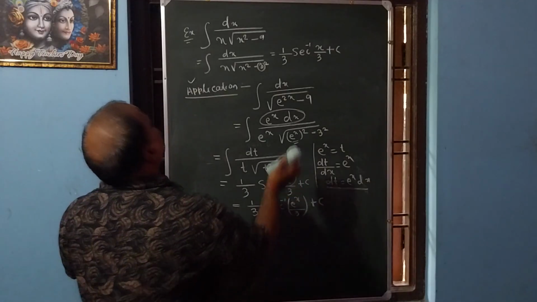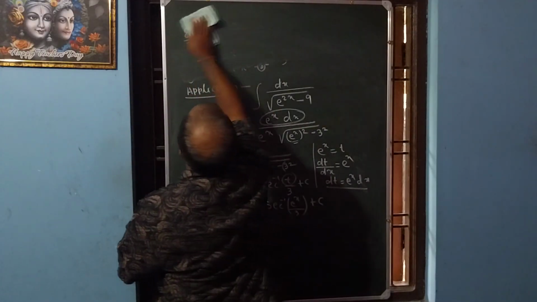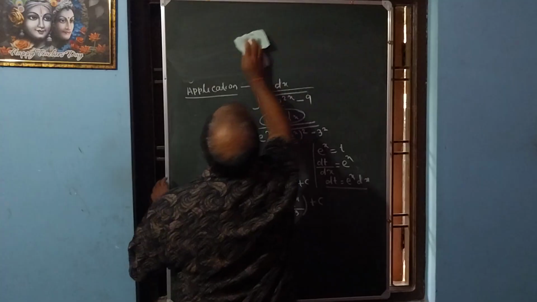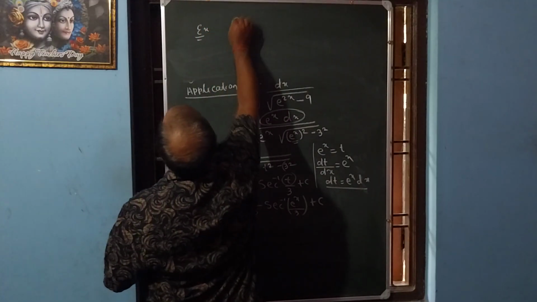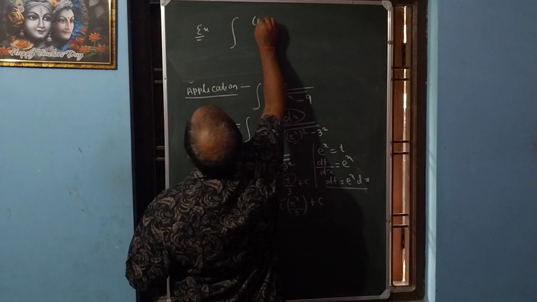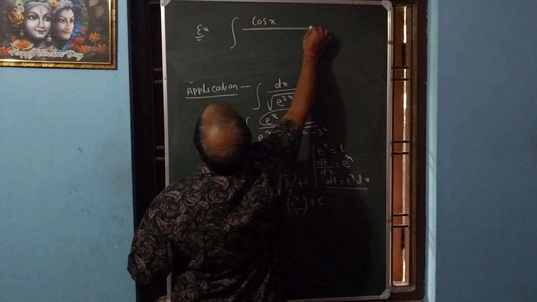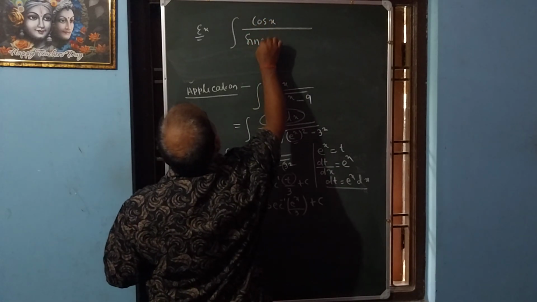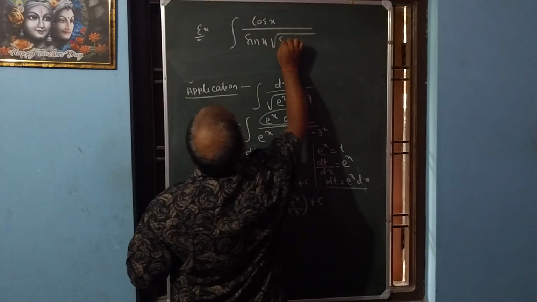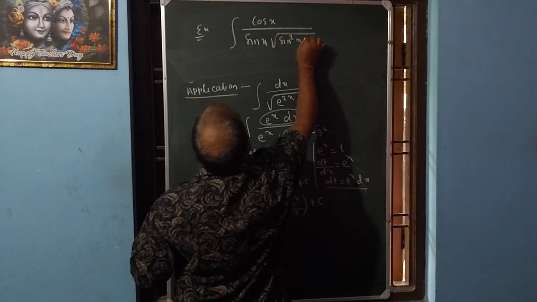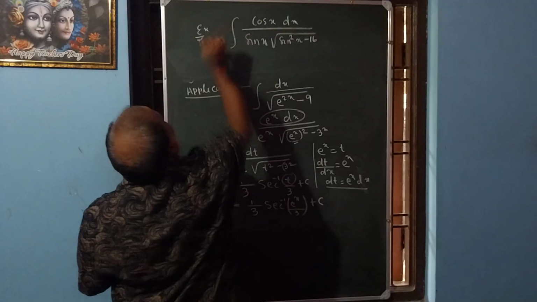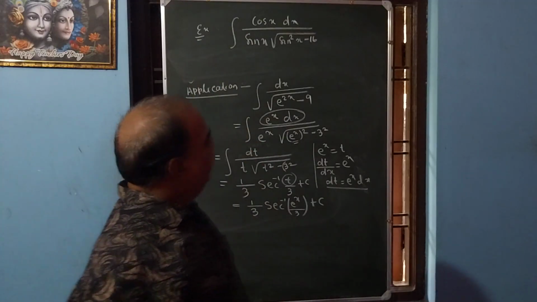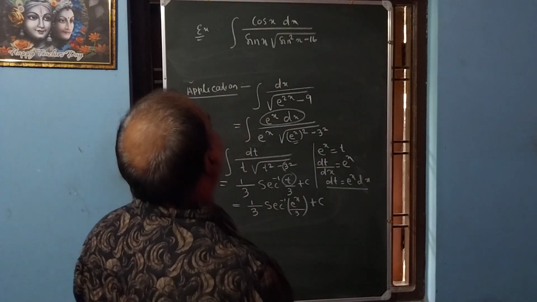Now let us take another example. The integral of cos x divided by sin x root over sin square x minus 16, whole into dx. This is one example. How can you integrate this type of problem?